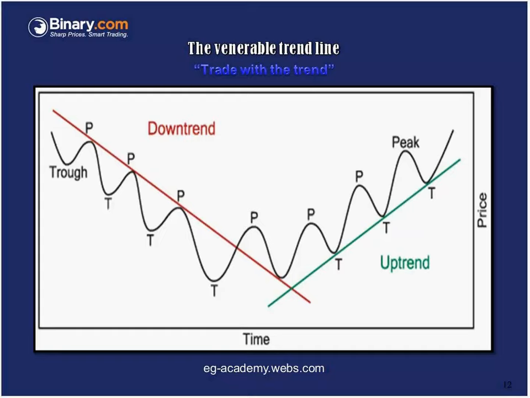Drawing trend lines is like much of technical analysis. It is more art than science, with no hard and fast rules. But a trend line is one of those things where you know it when you see one. An uptrend is defined as a series of higher highs and higher lows. A downtrend is defined as a series of lower highs and lower lows.